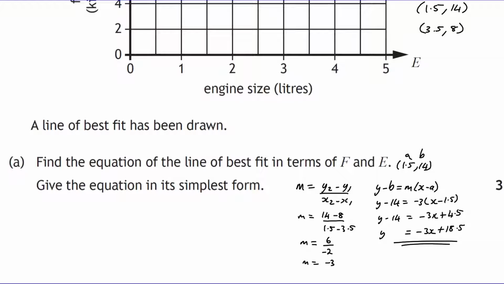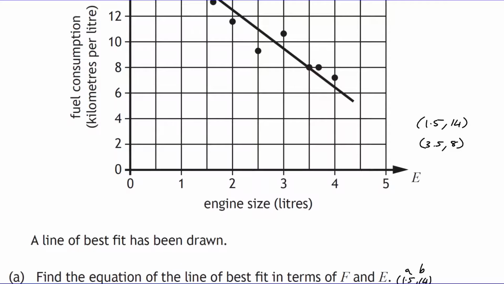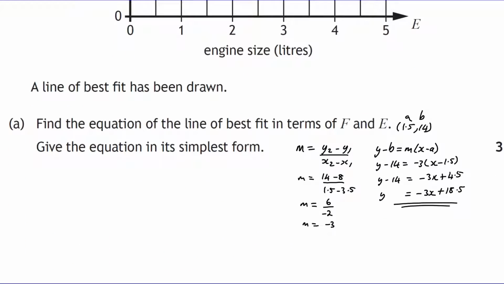Okay, now I did want, and this is a key part, an equation in terms of f and e. So at that final stage, always double check that you have answered the question fully, particularly with these problem solving straight line questions. The y-axis was, if we look at it, a fuel consumption axis. So instead of having y, we've got f for fuel, and instead of having the x-axis, we've got the e-axis for the engine size. So f equals negative 3e plus 18.5. And that is our final equation.